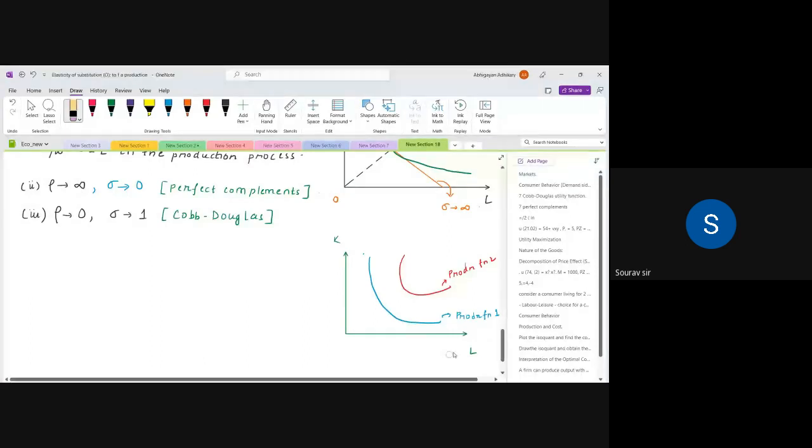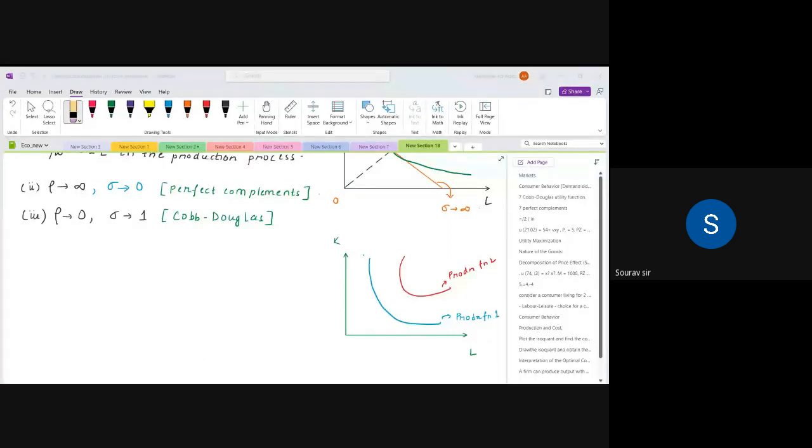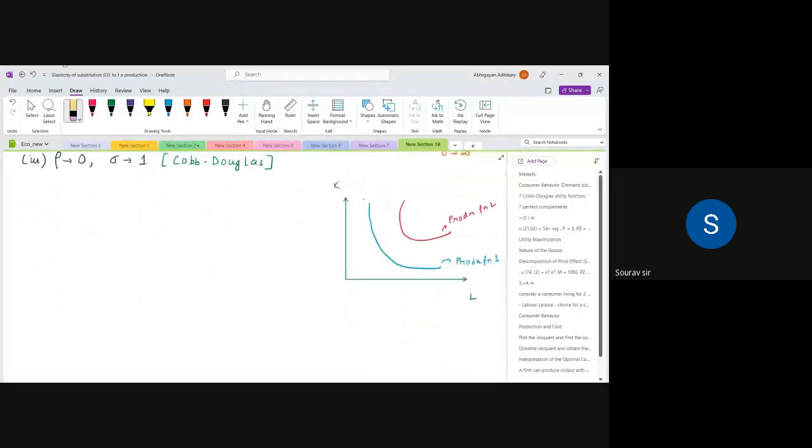Perfect. So now let's move on to one more thing that I want to discuss today. Not a specific question as such, but an interesting property. Suppose we take the Cobb-Douglas production function. Okay, Q is equals to A times L to the power alpha, K to the power beta. Alpha and beta are positive.